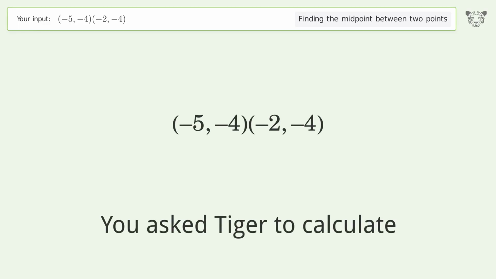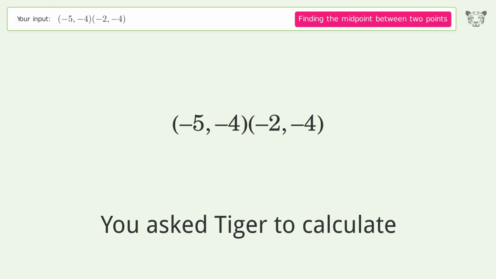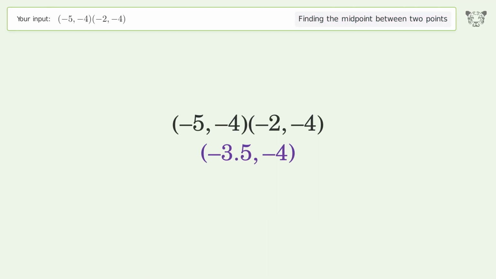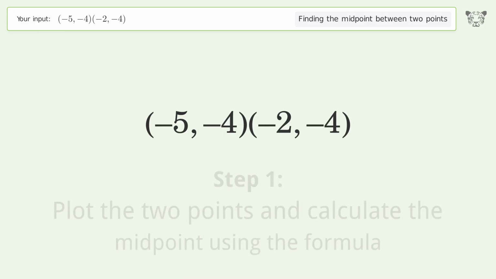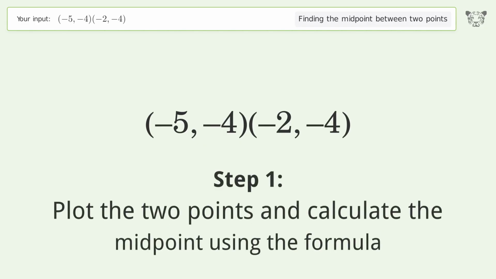You ask Tiger to calculate. This deals with finding the midpoint between 2 points. The midpoint between the 2 points is -3.5, -4. Let's solve it step by step. Plot the 2 points and calculate the midpoint using the formula.